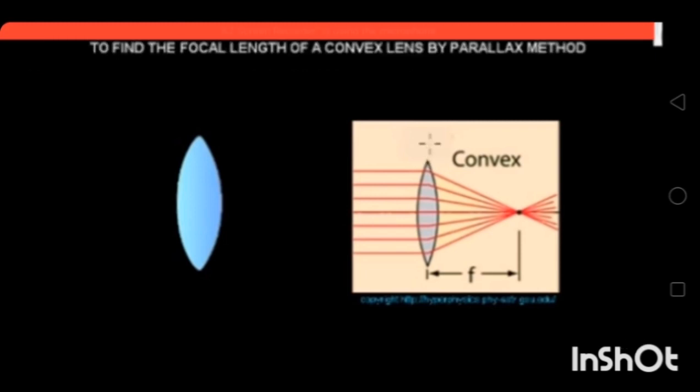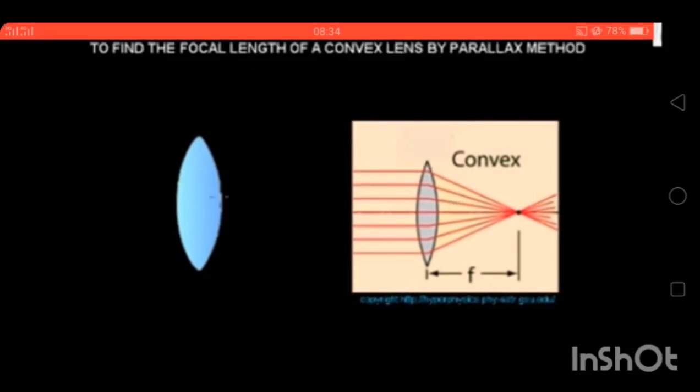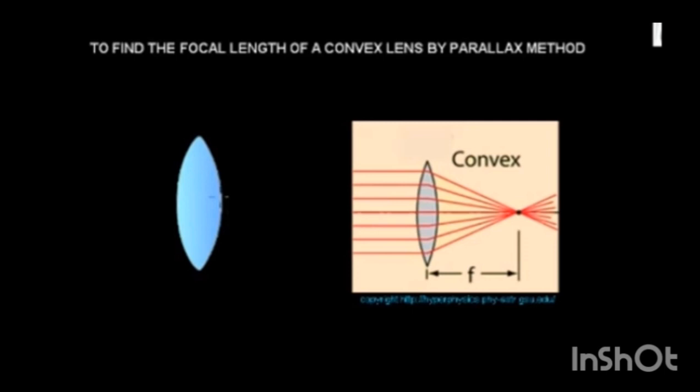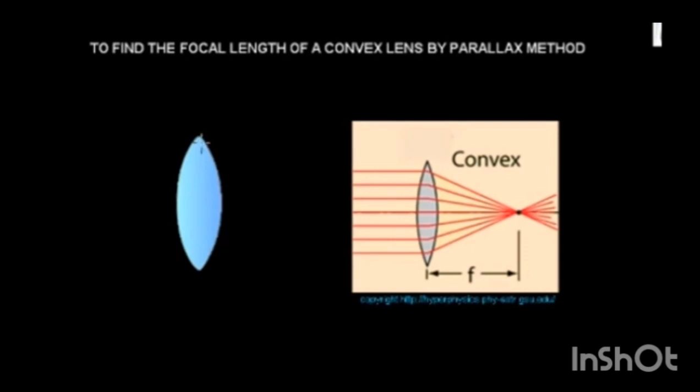Students, a convex lens is a lens which is thick at the middle and thin at the edges, and this lens is also used as a simple microscope.